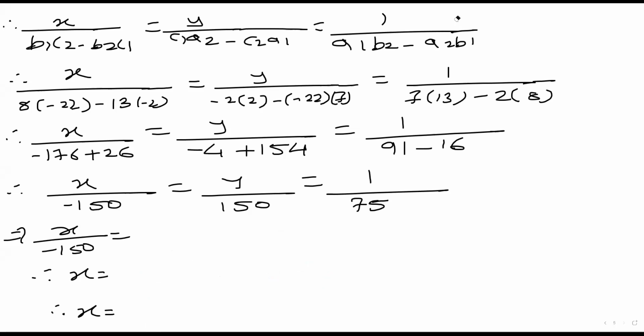What is the change? So we have 1 upon 75. So x will be minus 50 upon 75. That means x will be minus half, minus 2, right? X will be minus 2.